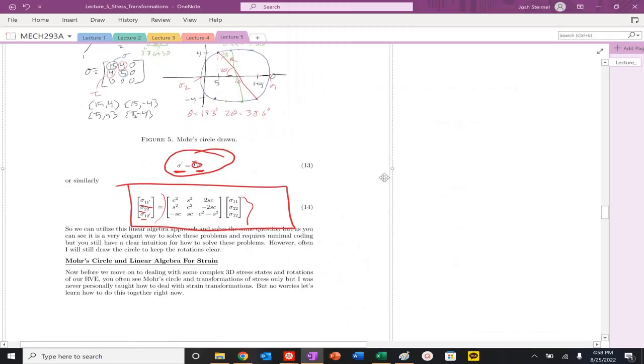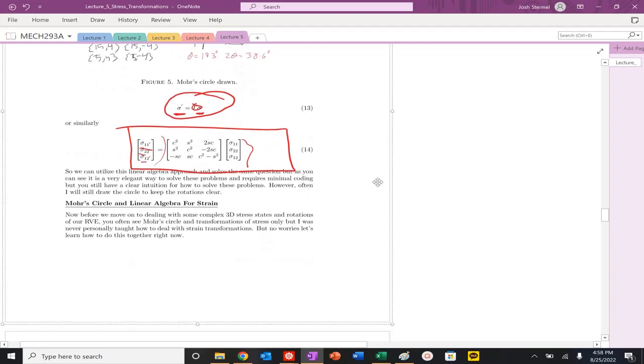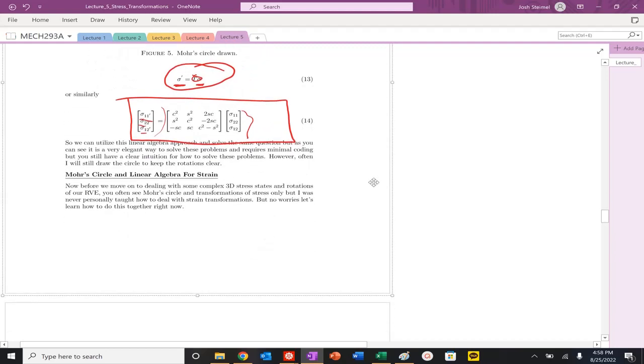So next time we'll go through the same kind of approach for strain, and it's going to be the exact same thing, same math. It's just you'll have to think about strain space and then normal strain and then engineering shear strain.